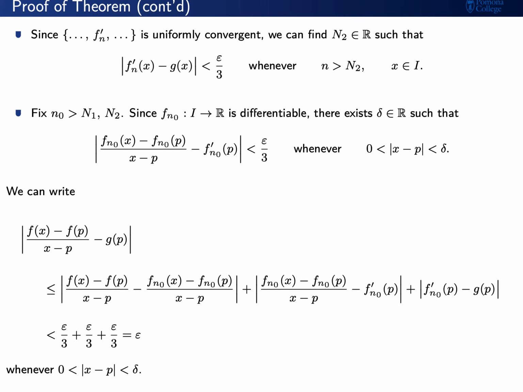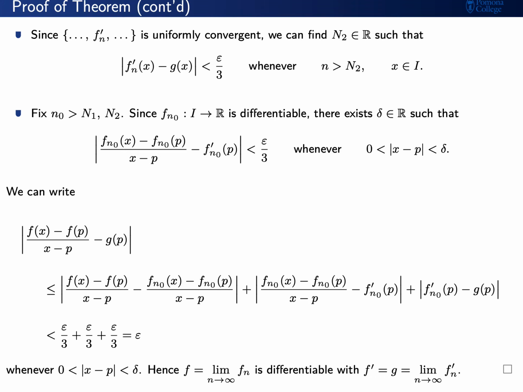Putting these 3 together, we then see that the absolute value of (f of x minus f of p) over (x minus p) minus g of p, we can write using the triangle inequality in terms of the 3 inequalities we've just discussed. But since each of these inequalities is less than epsilon over 3, the sum of the 3 of them will be equal to epsilon. But this now shows that our limit f really is differentiable and its derivative, f prime, is equal to g.